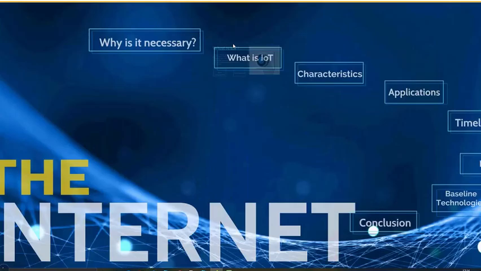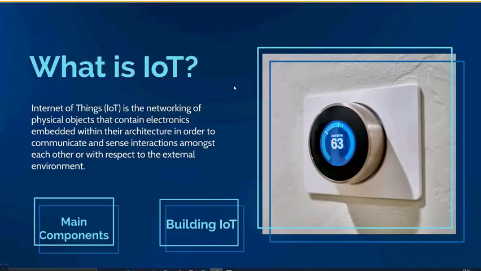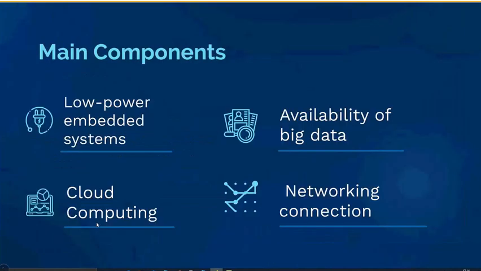Now, what is IoT? IoT is an internetwork of physical things with embedded electronics in their architecture that allows the devices to communicate and interact amongst each other with respect to the external environment. This internetworking technology is connected typically by wireless technology such as Wi-Fi, Bluetooth, Zigbee, and other such technologies. IoT is supported by technologies such as cloud technology, big data, machine learning, embedded systems, and networking. Some of the enablers are RFID technology, sensors, and smart networks.